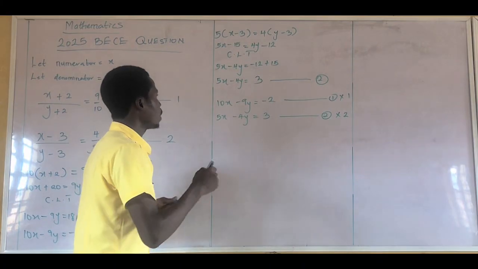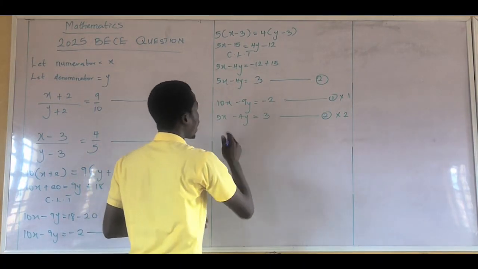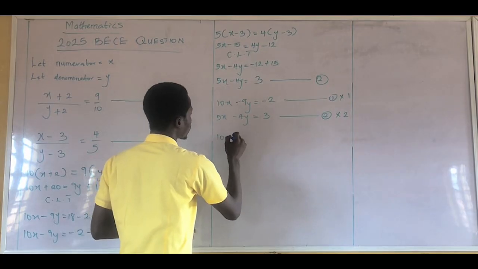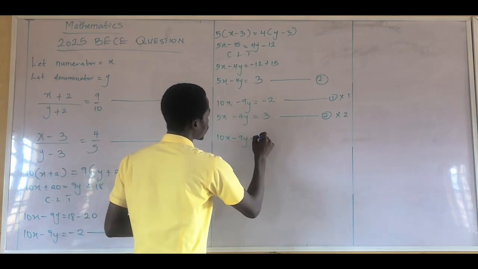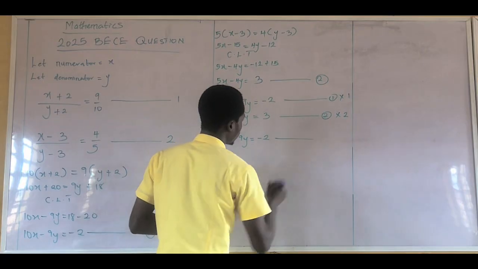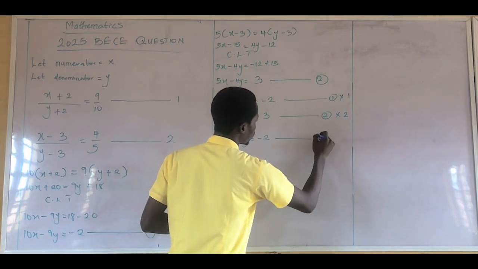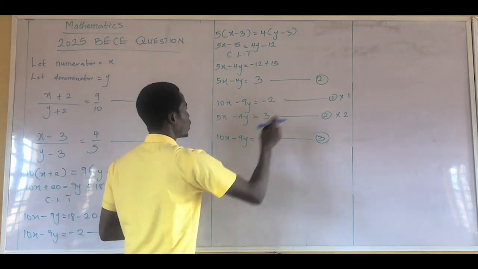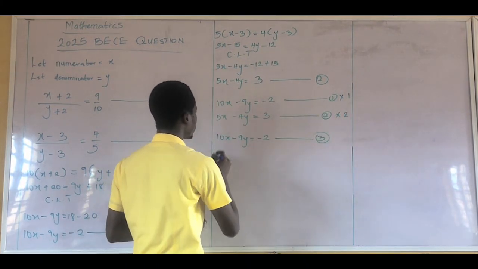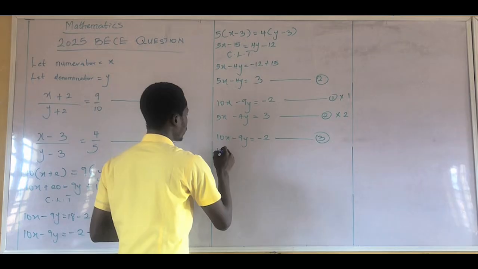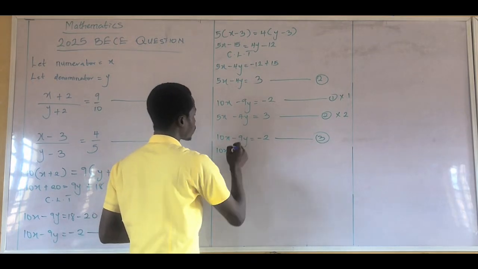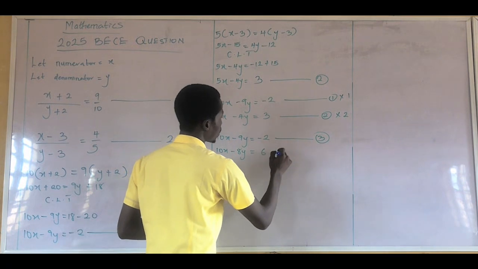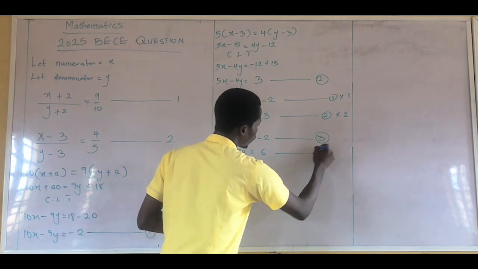Okay, so by the time we solve this, let's multiply equation 1 by 1, like we said. We're going to have 10x minus 9y equals minus 2. So it still remains the same. But in this case, let's label it equation 3. And for this, we are multiplying equation 2 by 2. 2 times 5x is going to give us 10x. 2 times minus 4y, that's minus 8y. 2 times 3 is going to give us 6. Then equation 4.